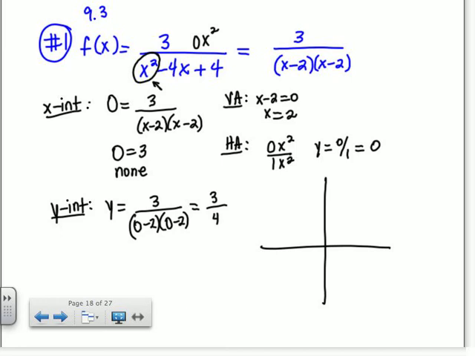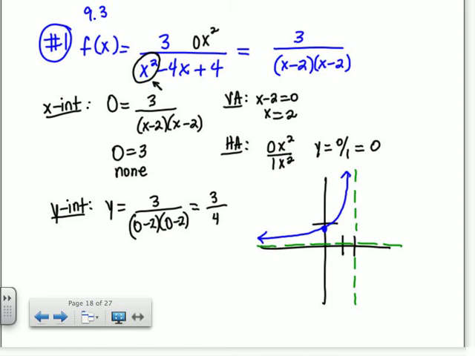All right, so here we go. So at x equals 2, I have a vertical asymptote. I have a horizontal asymptote at y equals 0. That's why there was no x-intercept. Okay, y-intercept at 3/4, so almost at 1, but not quite. So based on that one point, I know it's going to go along the horizontal, it's going to go along the vertical, it's going to look like that.